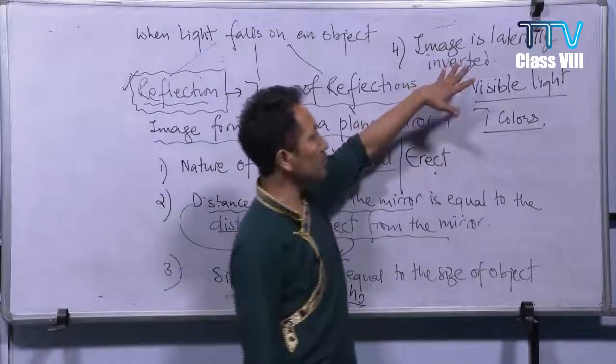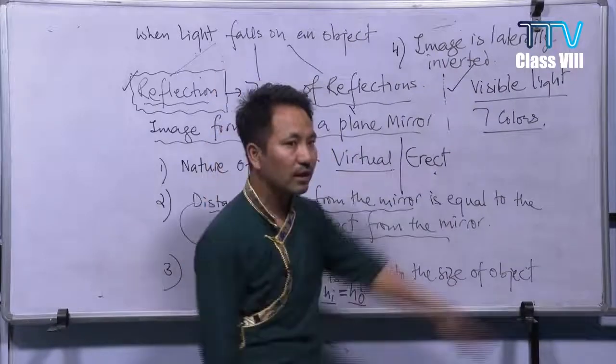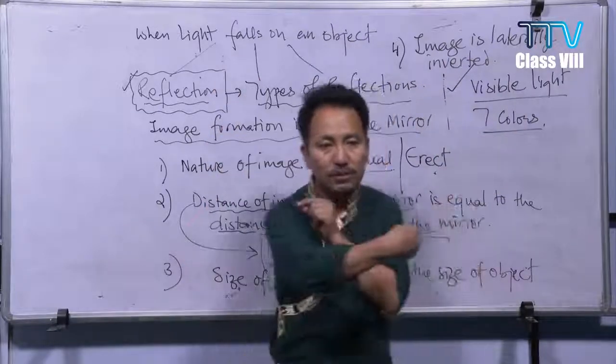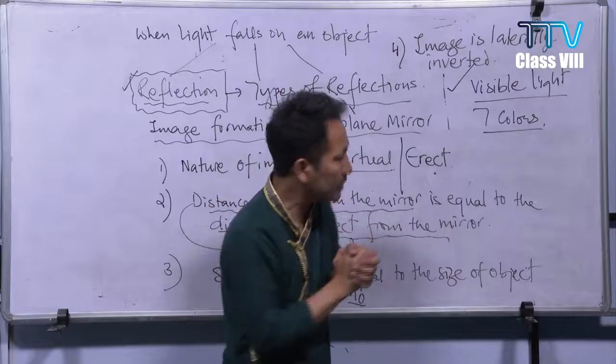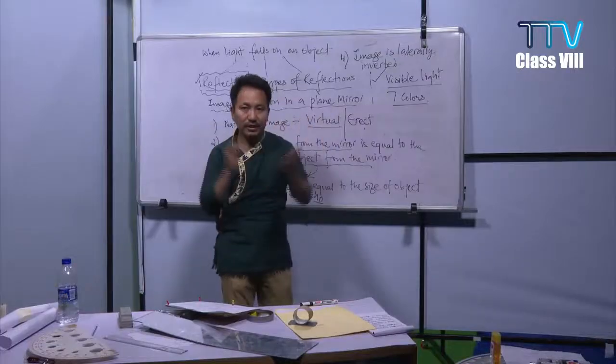The image is laterally inverted. That means the right side of the object will always be the left side of the image. So the image is being laterally inverted, and this happens as the image rotates at an angle of 180 degrees.